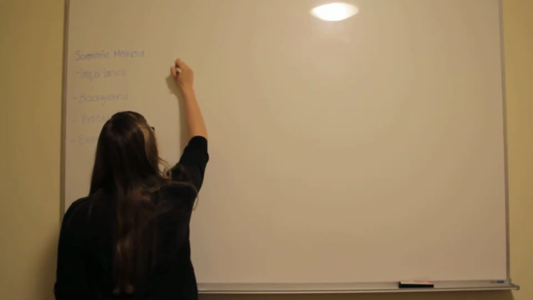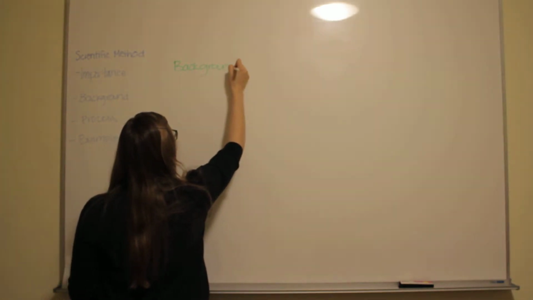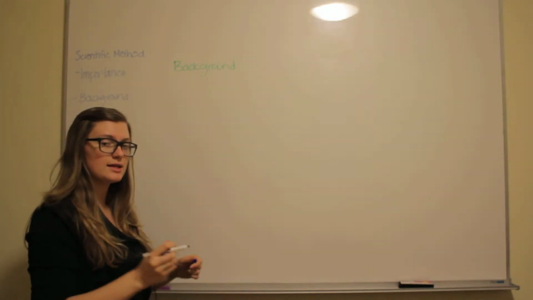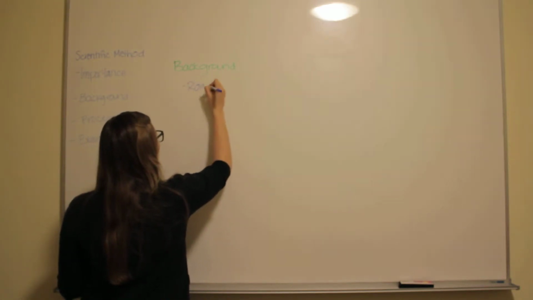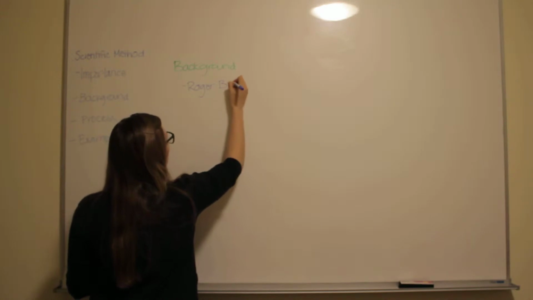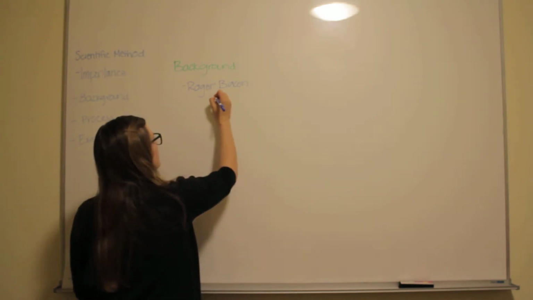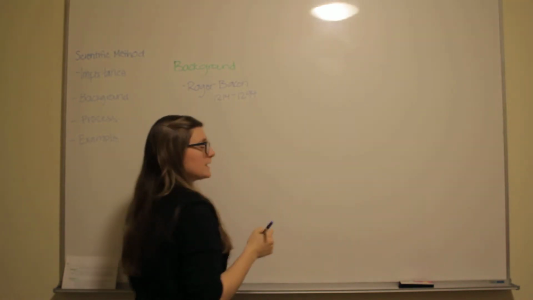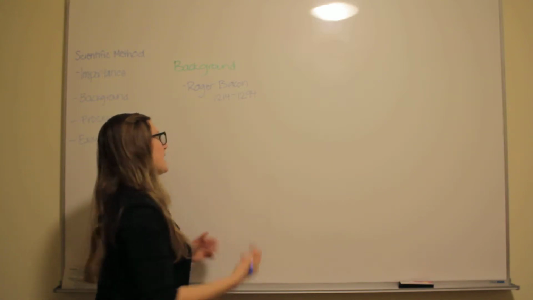And to start doing some background, the one person that we're going to talk about in this lecture pertaining to the scientific method is Roger Bacon. He was born in 1214 and he died in 1294. And he was an English thinker and experimenter, which is where he got a lot of his background in science.